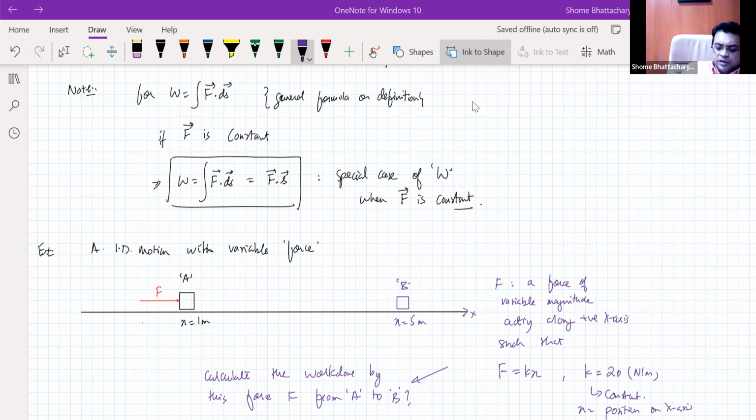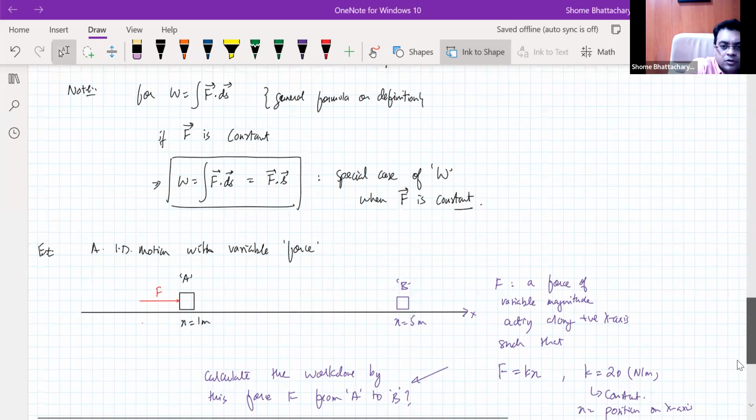Okay, but when you first write the integration, you have f vector dot ds vector. So you have to first solve that dot product. So now you can see what is the direction of displacement. It's along the x-axis only, and what is the direction of force? That's also along the x-axis. So that dot product of two vectors will become a simple product of f into dx, where f is the magnitude of the force and dx is the displacement which is happening along the x-axis. So you'll end up integrating f dx, simple product, not dot product.